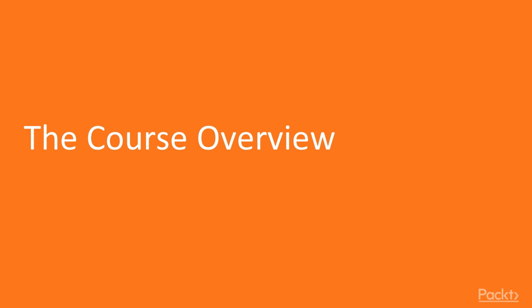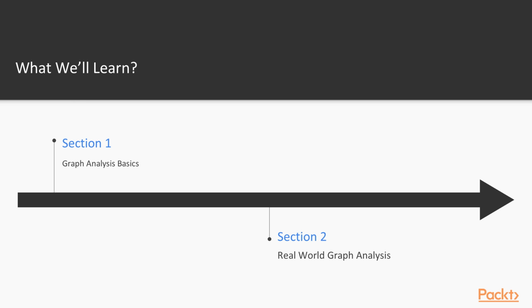And now we're going to talk about this course overview. We're going to split this course into two sections. The first is graph analysis basics. What we're going to do is identify problems, the types of things that you can solve using graph analysis, and cover the basic terminology and explain how graphs work, what you look for, and what you can accomplish by using them. Then in section 2, we're going to walk through a real-world graph analysis example of using your email to create a graph structure of communications that we can analyze.